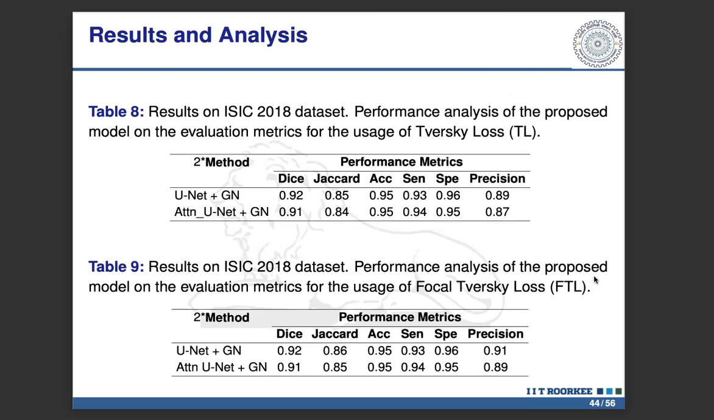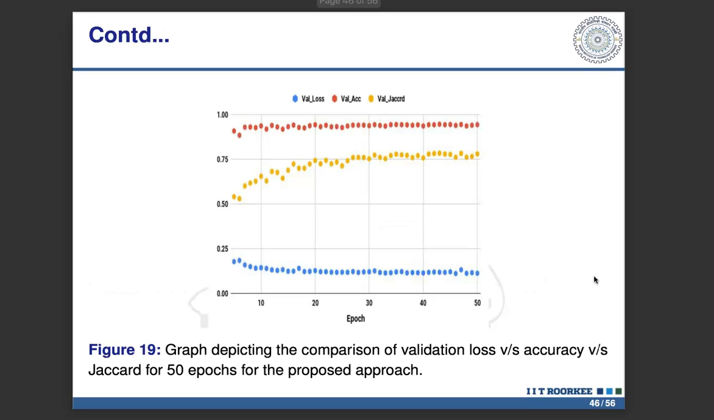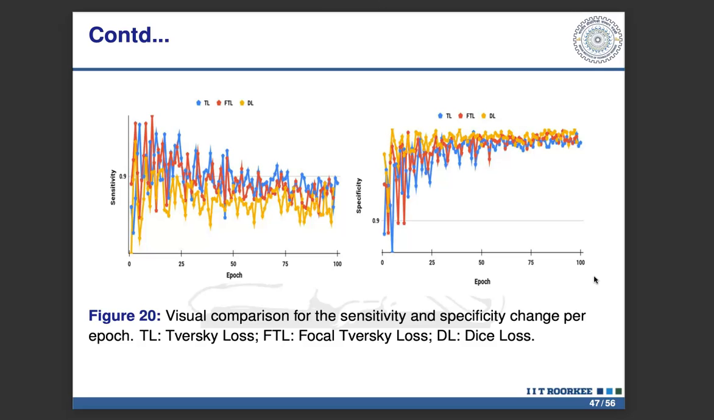These are the results from the proposed architecture on different loss functions, that is Tversky loss, focal Tversky loss, and the dice loss. This is the graph depicting the comparison of validation loss versus accuracy for 50 epochs using the proposed method. These are the sensitivity and specificity analyses of the proposed method using the acquired RGB dermoscopic images.